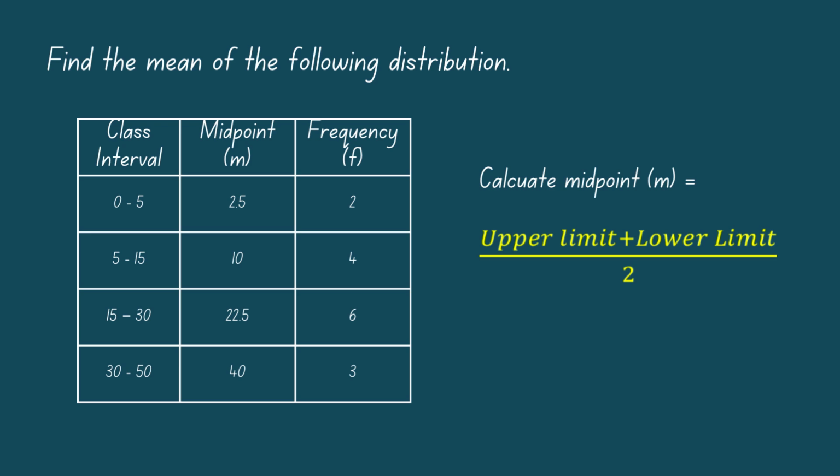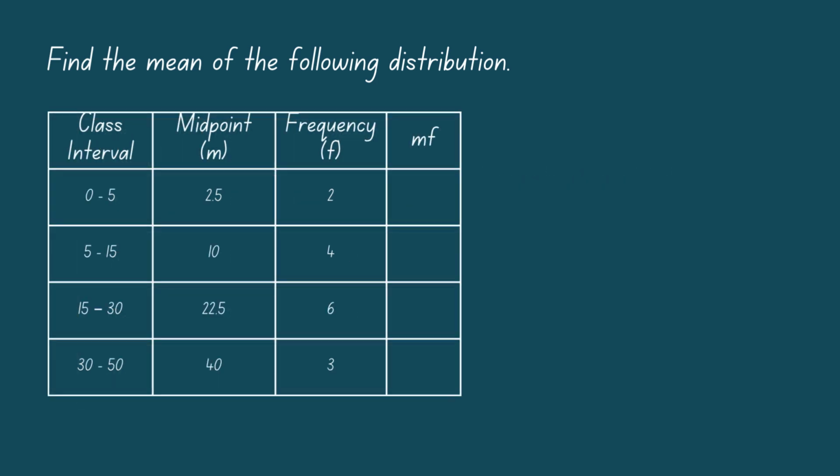All right. So here coming back, we now add the MF column and we multiply each of the midpoints by its corresponding frequency. And I hope you have already done this while you paused the video. So here are the values that I got. The first MF is 2.5 into 2, which is 5. Then 10 into 4, 40. 22.5 into 6, which is 135. 40 into 3, which is 120.